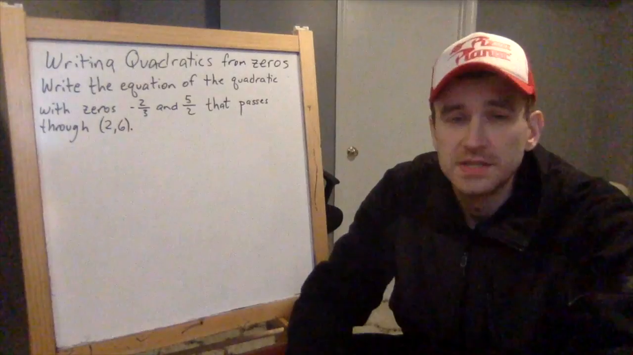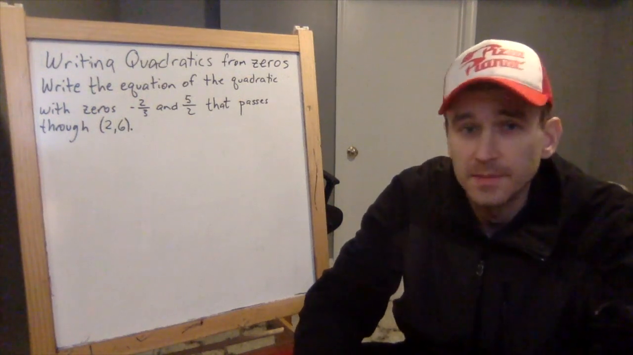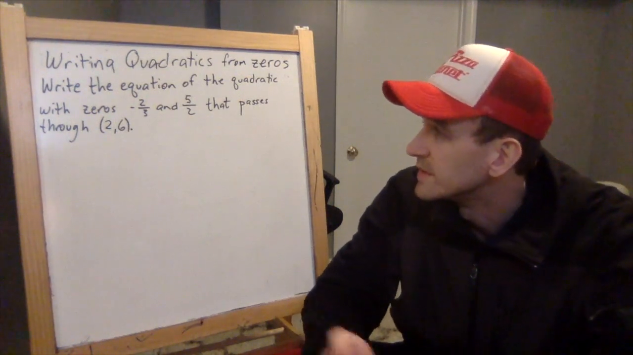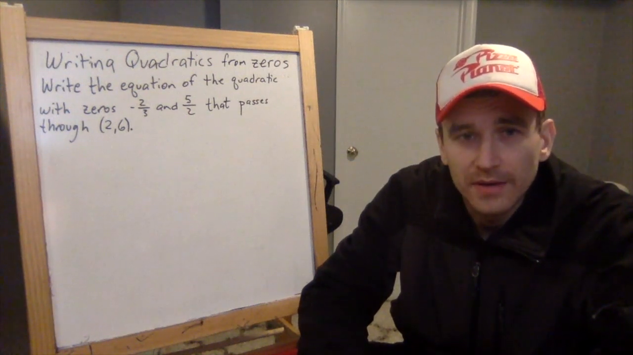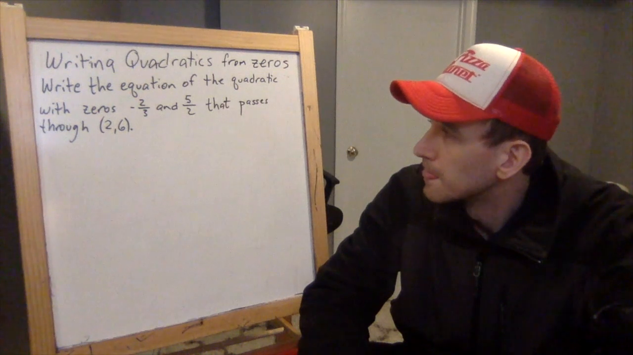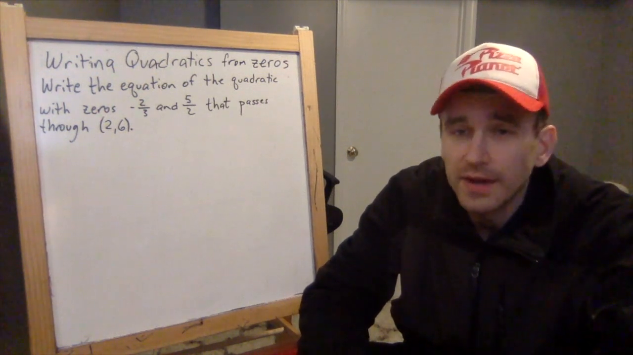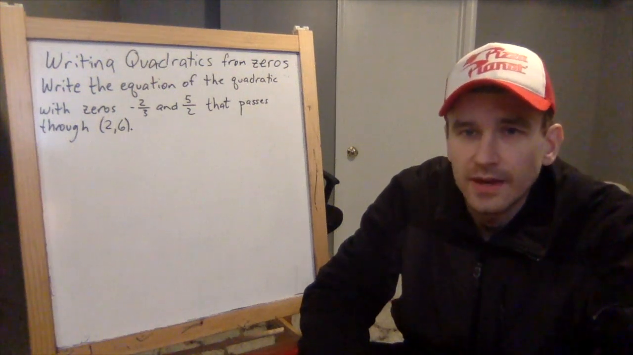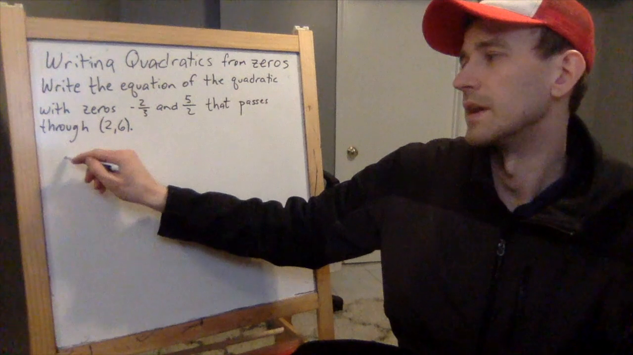So we want to write the equation of a quadratic with zeros negative 2/3 and 5/2 that passes through the point 2, 6. There are two different ways you can go about doing this. And it depends on whether you like fractions or whether you'd rather not deal with fractions. Personally, I would rather not deal with fractions, so I like to do it this way.